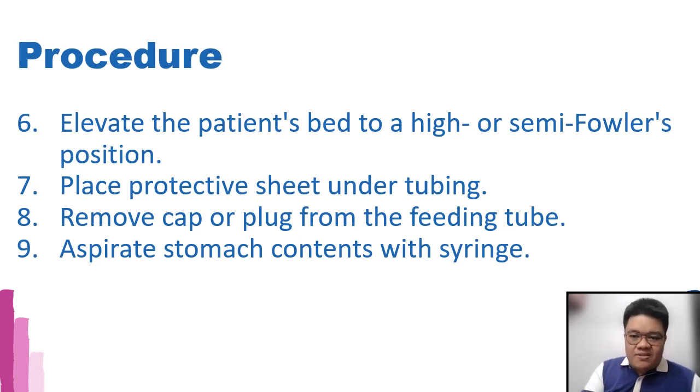Okay, that's the purpose. Now, class, you need to place protective sheet under the tubing just to prevent the area from getting wet. And then class, you need to remove the cup or plug from the feeding tube. And then aspirate stomach contents with the syringe. Class, the purpose of aspirating the stomach content with the syringe is for us to know whether there are still a lot of food products that were not digested in the stomach. If, for example, there are 50 to 100 ml of fluid in the stomach, we document it and return it to the patient's stomach. Again, we need to return it to the patient's stomach, okay, the fluid that we have aspirated.